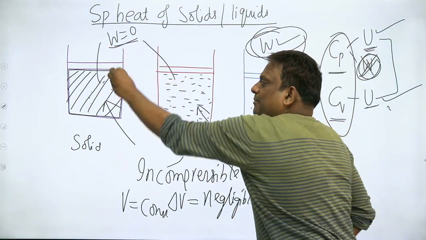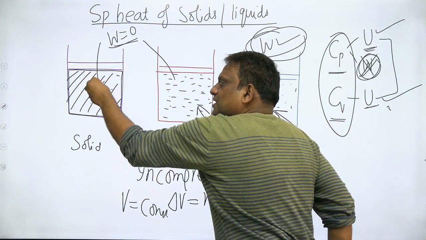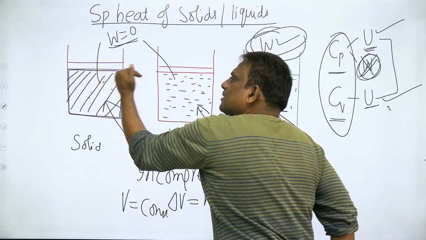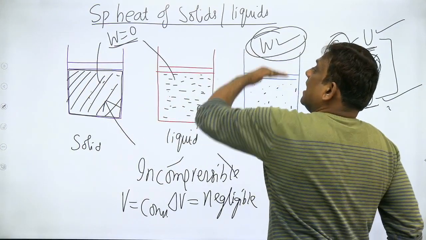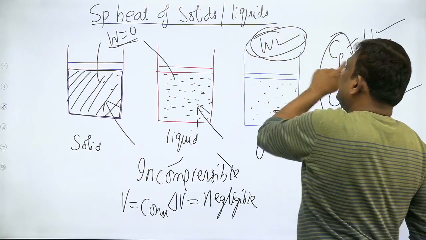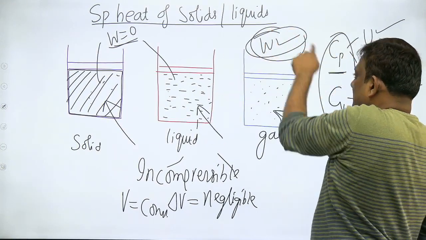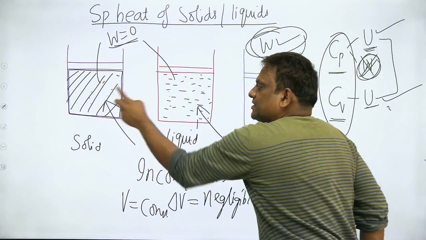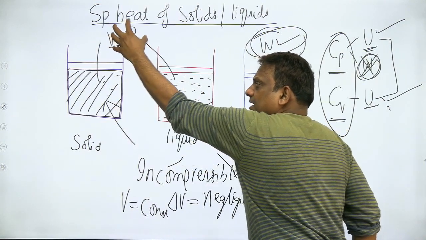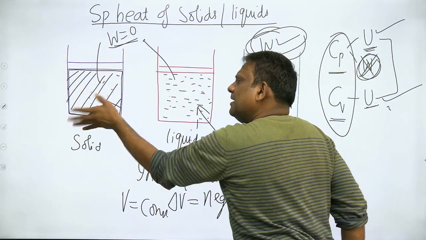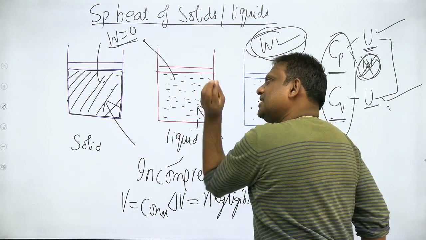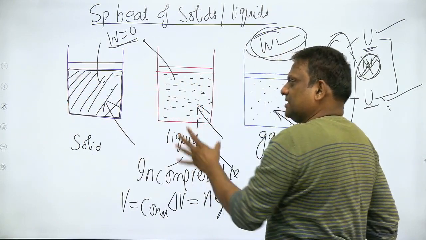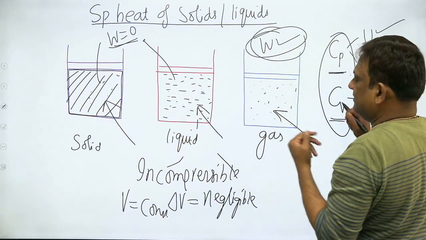The piston is not moving because the volume change is negligible. Piston movement is negligible, but in gases there is a large piston movement. There is huge work, so work is involved. So CP and CV are different. But in this case, the work transfer is almost negligible. So whatever you are supplying, it is stored in both the cases. It is similar, so CP and CV are same.